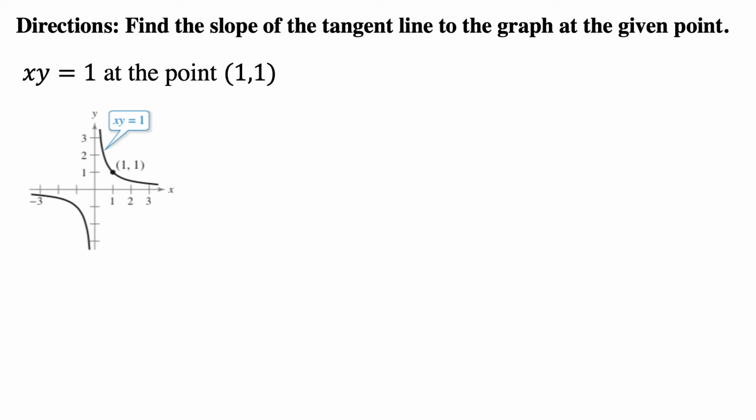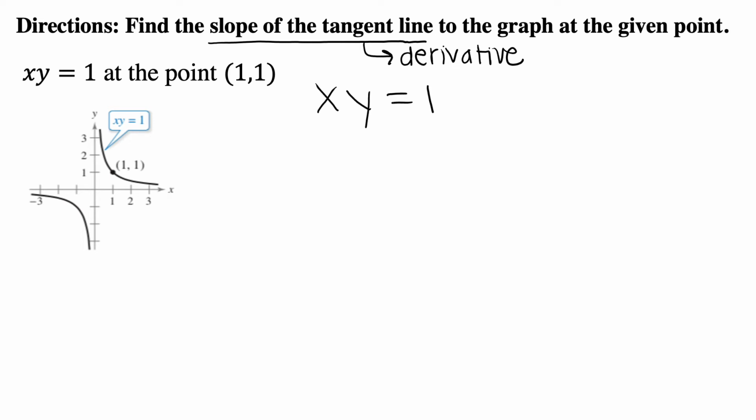Okay, so we're just going to practice a couple together. Here we want to find the slope of the tangent line. Remember, hint, hint, derivative at the given point. So here our function is xy equals 1 at the point 1, 1. So remember, because we want to find the slope of the tangent line, we are going to be taking the derivative. So the equation that we're taking the derivative of here is xy equals 1. Because we have x times y, that's going to need our product rule.